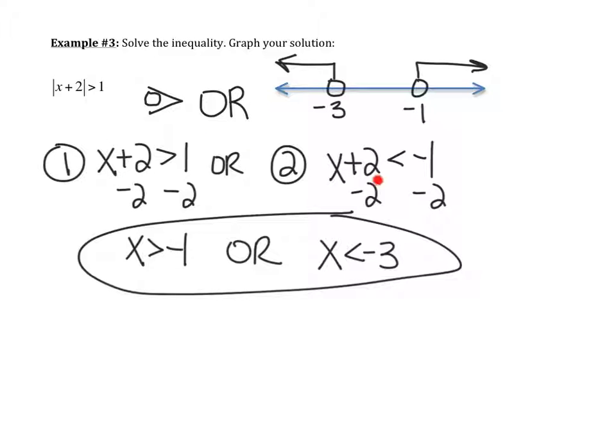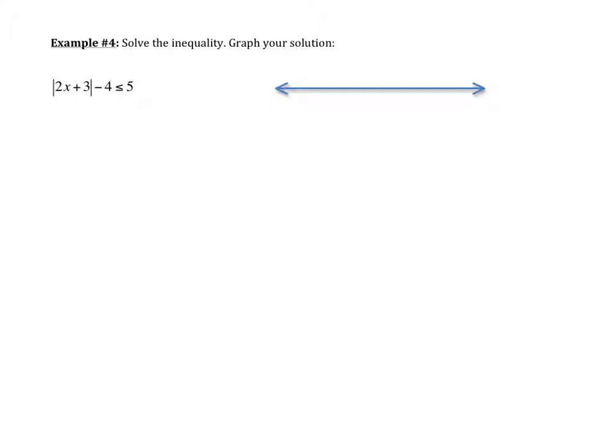So once again, I had an "or" situation. I split it up into our two cases. You do not write "or" situations as one compound inequality, so I just left my answer as it is and graphed it. And here's our last example, number 4. Solve the inequality, graph your solution. This one's even a little bit tougher than the last one.